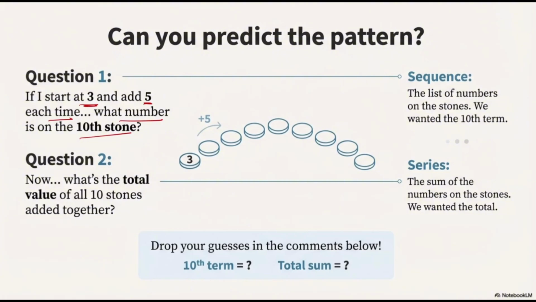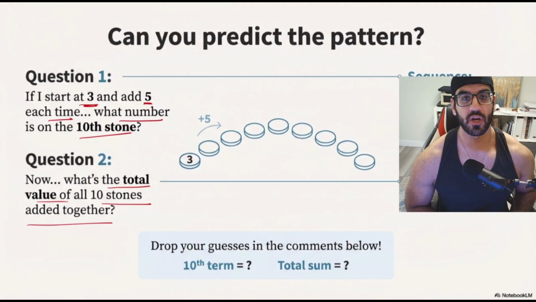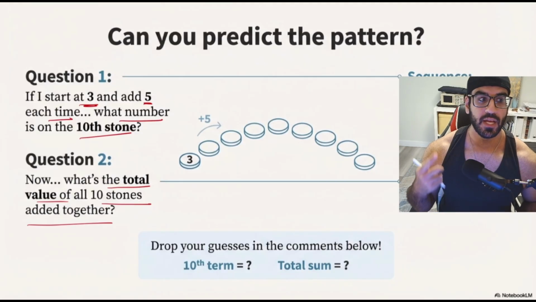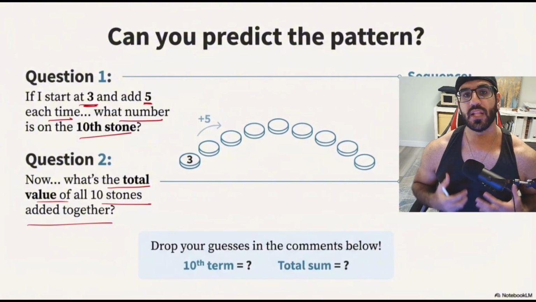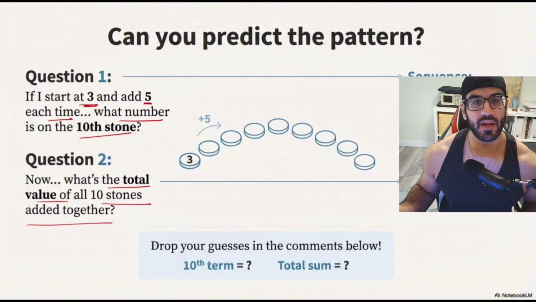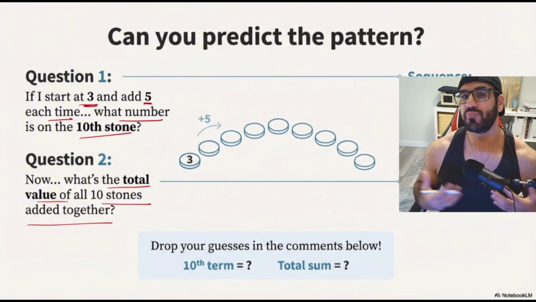Let's look at the next question. What's the total value of all 10 terms added together? How can we find that? What is the sequence, and what is the series among all of that? This module talks about two important parts: the sequence, and after that the series. We would like to see if there is any pattern that I can apply in the world of mathematics in order to predict something.